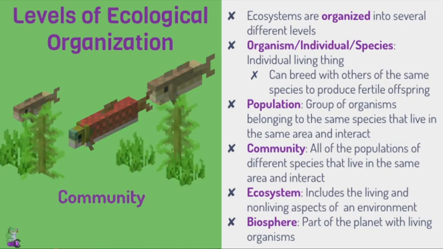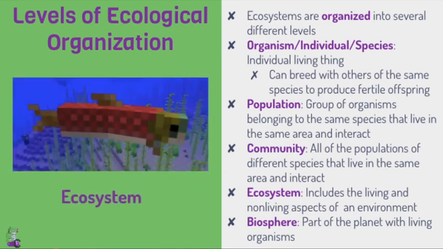Our next level is the ecosystem. An ecosystem includes the living organisms, which is all the populations in an area, and the non-living aspects, otherwise known as the abiotic factors of the environment. An ecosystem is made up of the biotic and abiotic factors in an area.